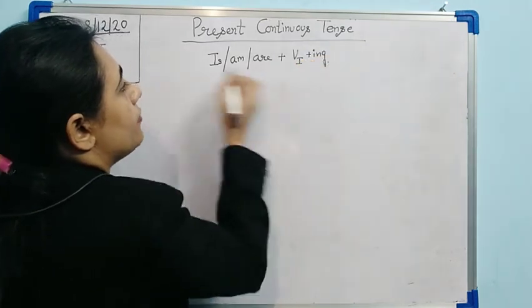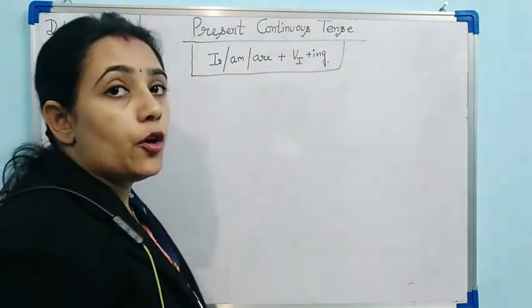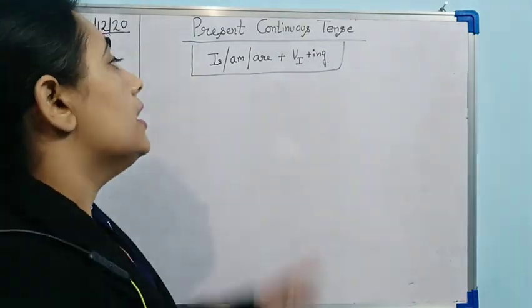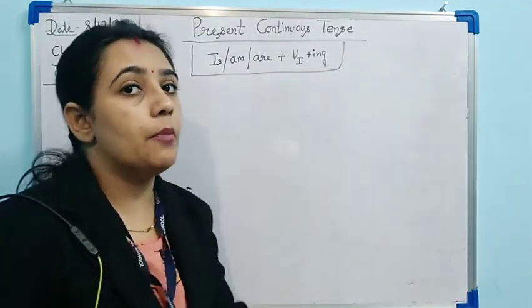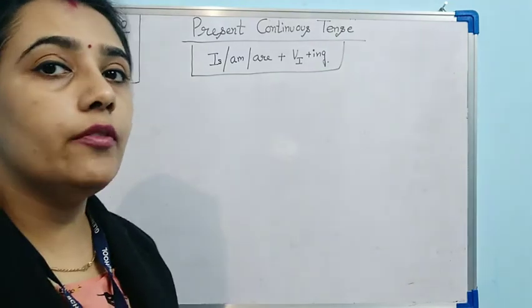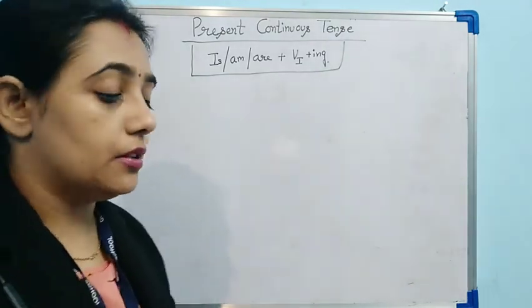We discussed how we got this formula for present continuous tense: verb first form plus ing. Keep this in mind, okay? Now today we are going to do the other exercises of the same chapter.